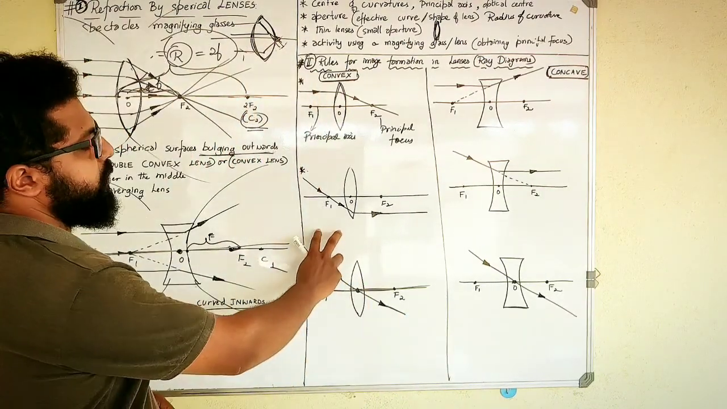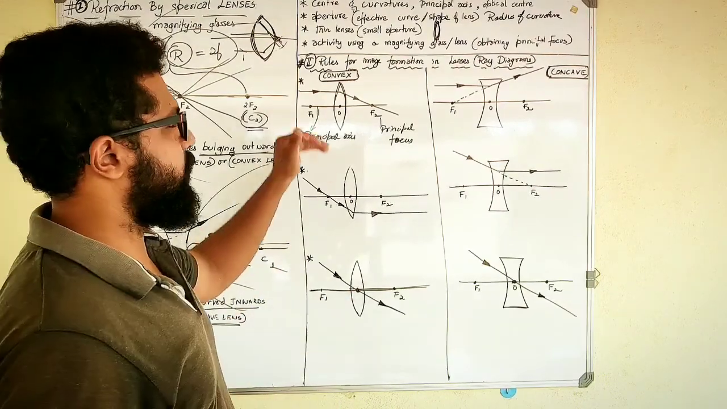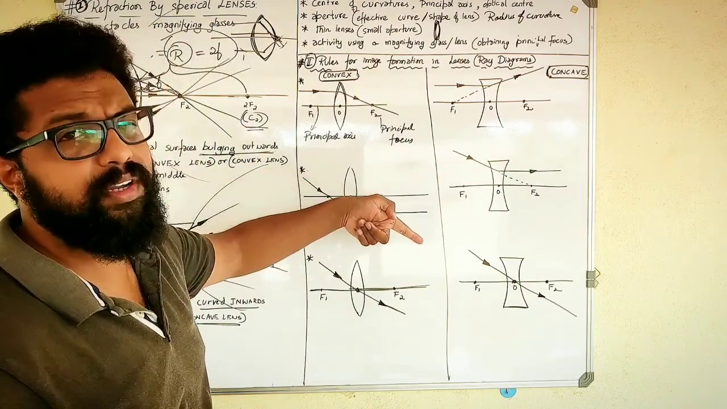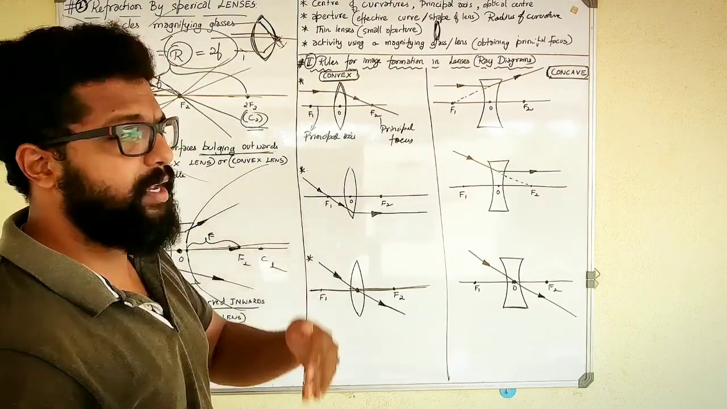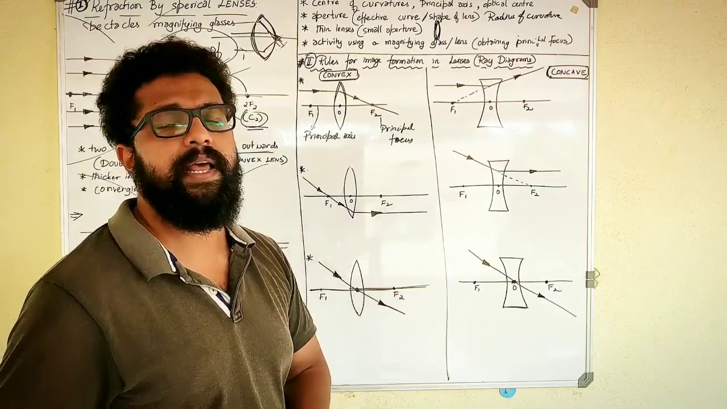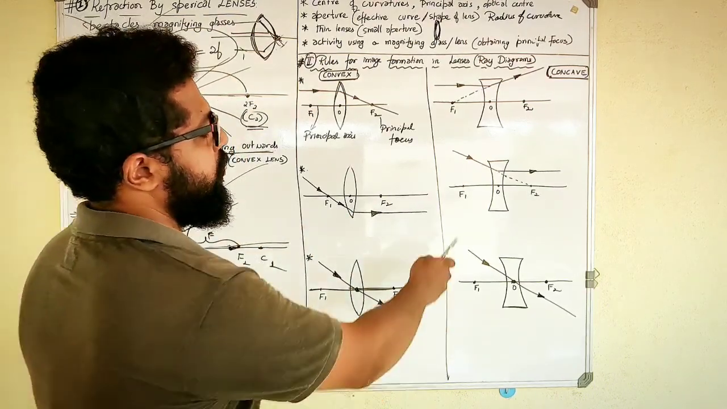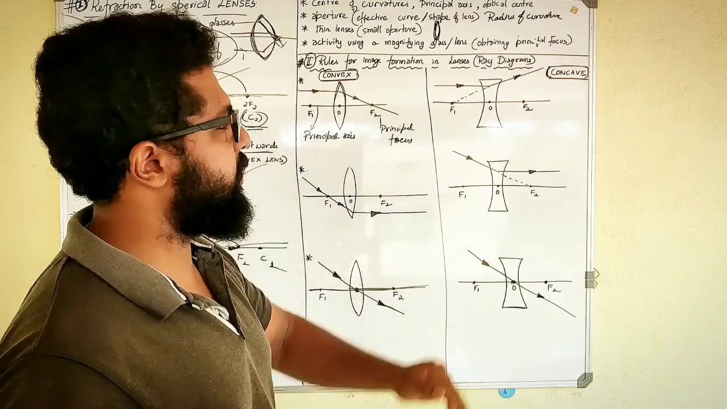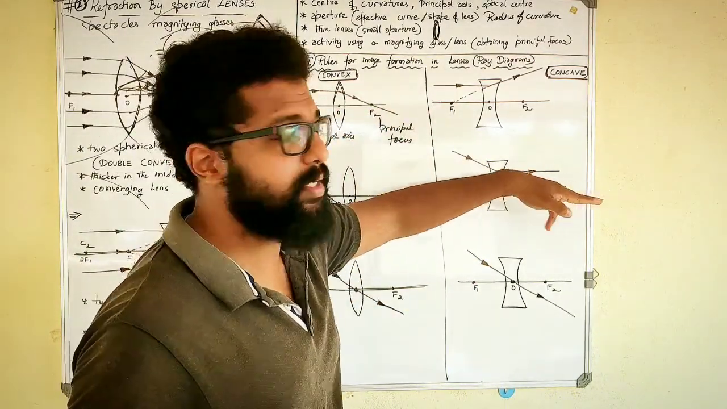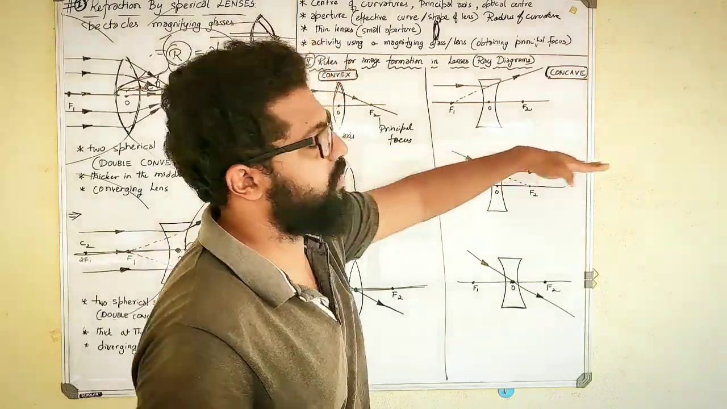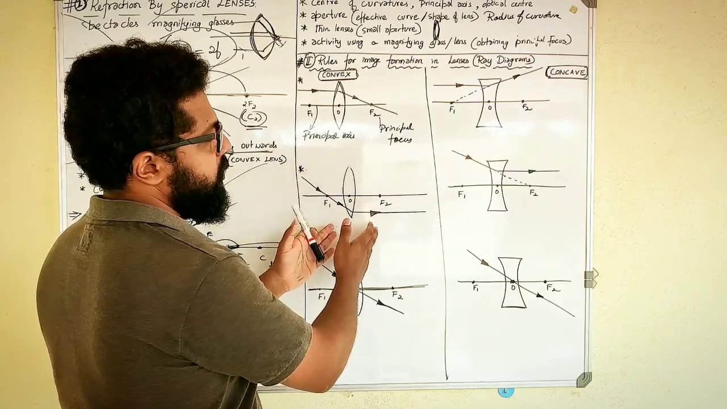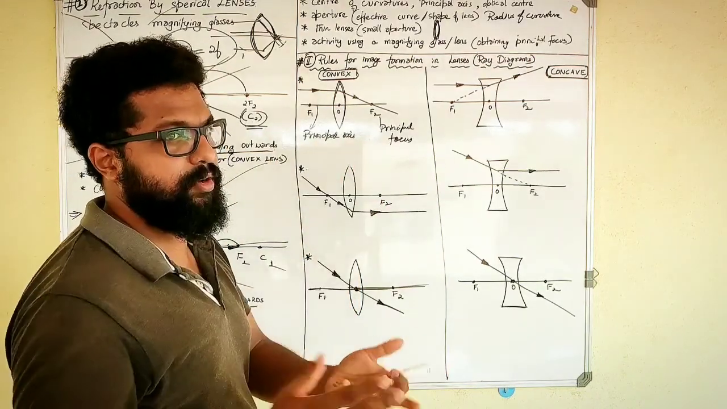The second rule is the converse of this one. If the light ray is made to pass through the principal focus, then after refraction in the lens, it will travel parallel to the principal axis. The same thing for a concave lens: if the light ray is made to appear as though it is passing through the principal focus, then after refraction the light ray will travel parallel to the principal axis. So this is a rule similar to the first rule, just a converse of it.